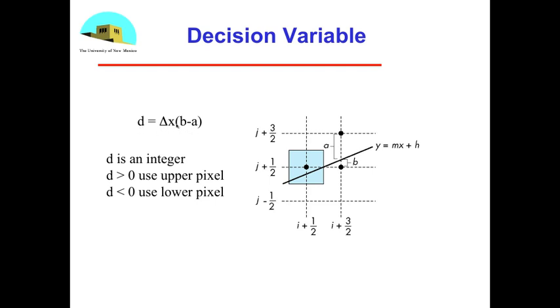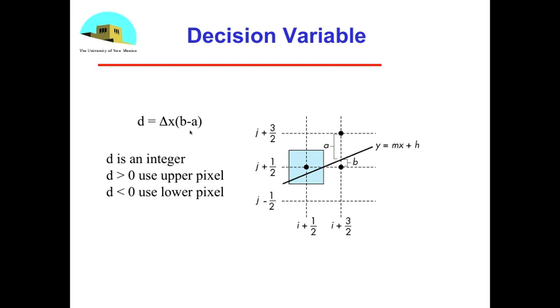And because delta x has to be positive, and since it's a decision variable, it doesn't really matter how positive or how negative it's going to be. I only care about the sign. And that's the other big trick in Bresenham's algorithm. By multiplying by this delta x, everything becomes an integer expression.